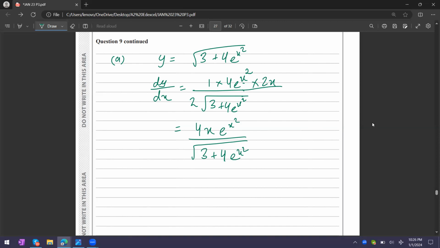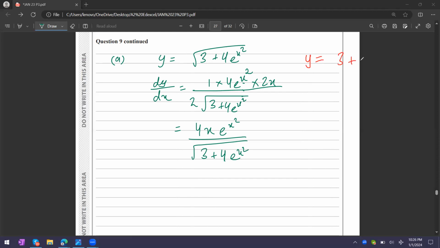All right, no questions here. Sir, I have a question. Yes. What if I wrote y equal to 3 plus 4 e to the power x square, to the power of a half? Yeah, that's fine. That's totally fine. You can do that. Can you solve it that way too? Yeah, sure, sure.